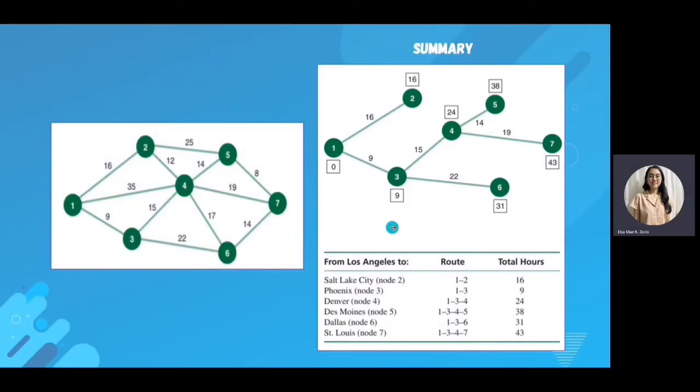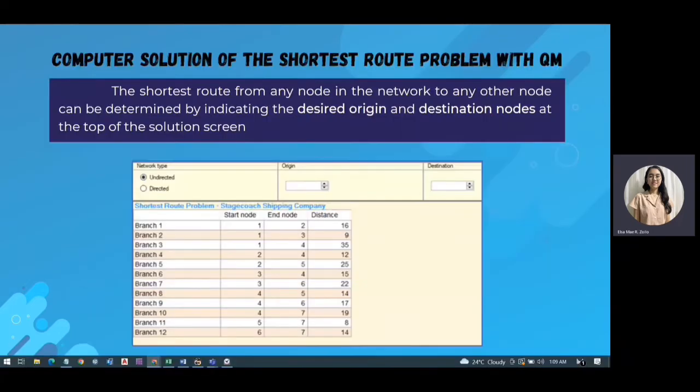So in summary, we have route 1 to 2, 16 hours, route 1 to 3, 9 hours, and so on and so forth. Next is the computer solution of the shortest route problem with QM. Using the QM for Windows, the shortest route from any node in the network to any other node can be easily determined.